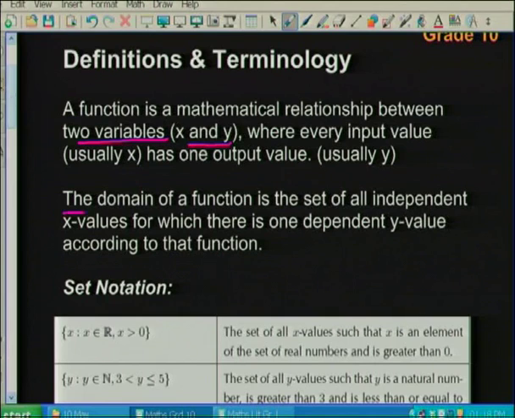Firstly, let's have a look at the domain. It says here the domain of a function is a set of all the independent x values for which there is a dependent y value. Basically what that means is the domain is all of the x values for which our graph is sketched. Then we also have the range, and with the range we are dealing with the y values. So domain, range, domain and range.